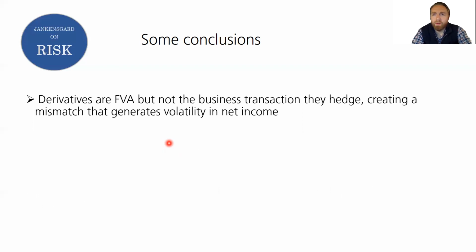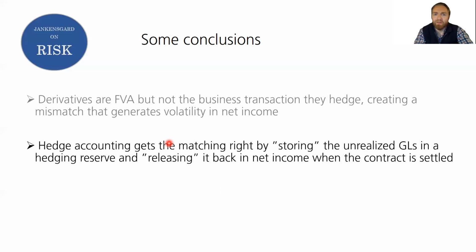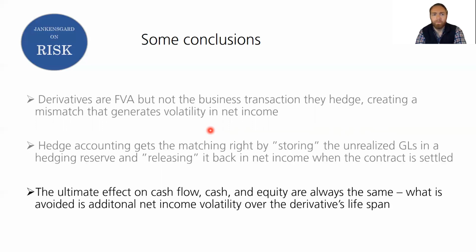So, all right, to sum up the whole thing, derivatives are fair value accounted, but not the business transaction they hedge. So there's a mismatch creating volatility in net income. The job of hedge accounting is to do something about that. We improve the matching by storing the unrealized gains and losses in a hedging reserve, and it's released back into net income when the contract is settled. So the ultimate effect on cash flow, cash and equity are always the same. What's avoided is basically the net income volatility over the derivative's lifespan.